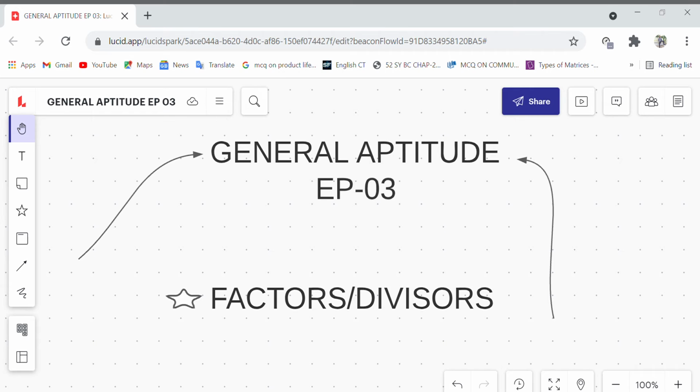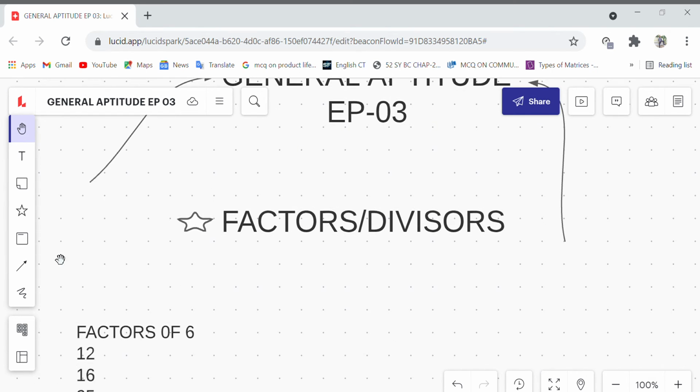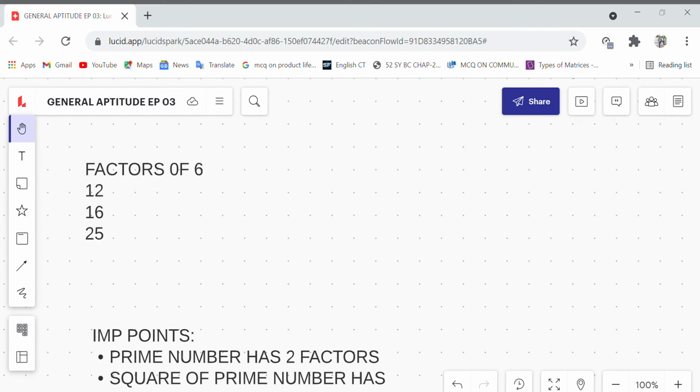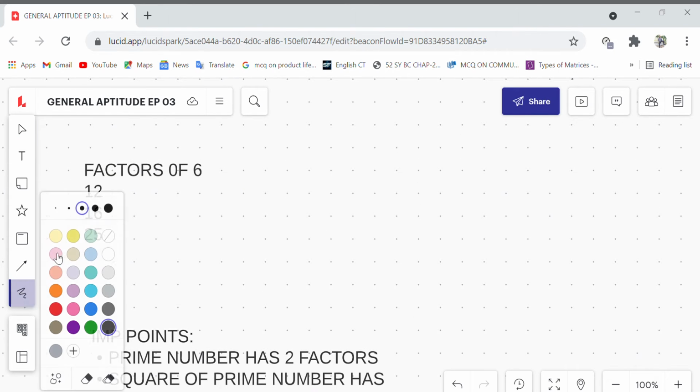This episode will be about general aptitude and it is the third episode which will describe and tell you all about factors and divisors. So let's get started. So first we will know the factors of some numbers.